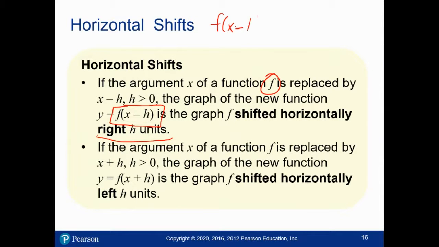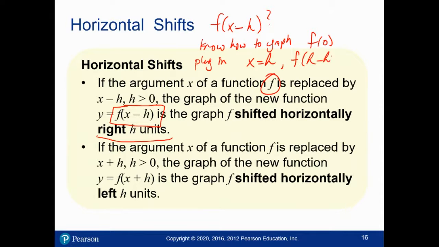Okay, so what do I need to plug in if I know how to graph f of 0? If I let x equal h, I will get f of h minus h, or f of 0. In other words, I needed to plug in a positive number to counteract this negative one. Okay, that's why we shift to the right when you have a minus here. And similarly, when you have an f of x plus h, in order to counteract that plus h to get back to the graph you already know, you would have to plug in a negative number. So when you have f of x plus h, it's shifted horizontally to the left.